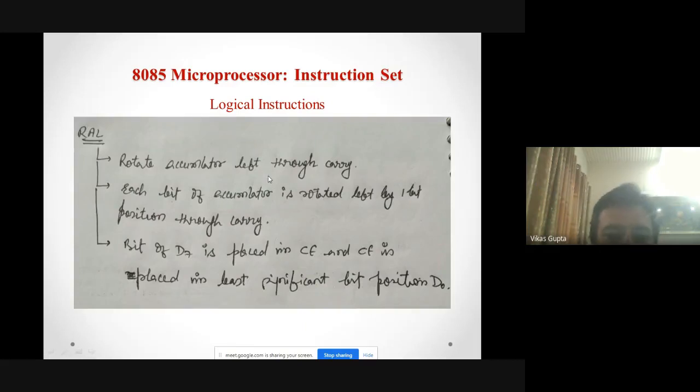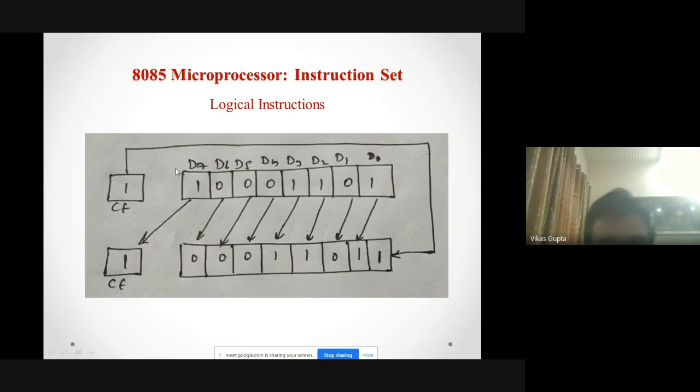RAL, rotate accumulator left through carry. Earlier we were moving without carry, but this time we are moving through carry. RAL and RAR are both instructions. So here you can see we are moving the D7 into D1, and in the RLC we were moving it backward to fill D0. But here you can see we have shifted D7 into the carry flag, D6 into D7, D5 into D6, but the D0 cell which gets emptied is filled by the carry flag. Instead of D7, the carry flag is also taking part in the rotation.